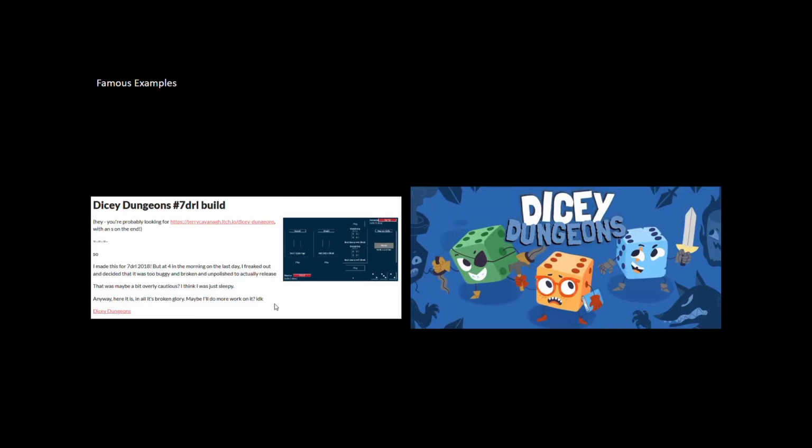And then you also have Dicey Dungeons. This was technically made as a 7-Day Roguelike entry in 2018. This was done by Terry Cavanagh, who's probably most famous for VVVVVV. He started off making a roguelike where you use dice for actual combat. And while he didn't finish it for 7-Day Roguelike, he ended up carrying on working on it, and now it's one of his popular games on Steam.